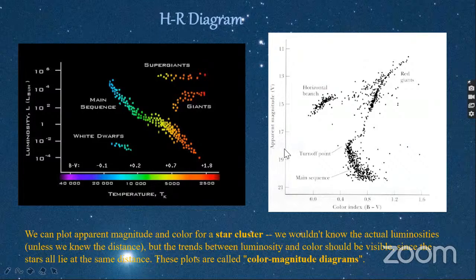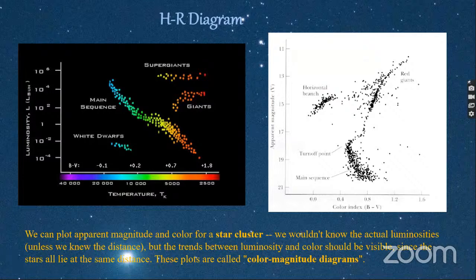To plot the same thing, we use a color magnitude diagram, which is a form of HR diagram. In the color magnitude diagram, we plot the apparent magnitude versus the color index. Apparent magnitude is the magnitude which we observe for the star cluster.